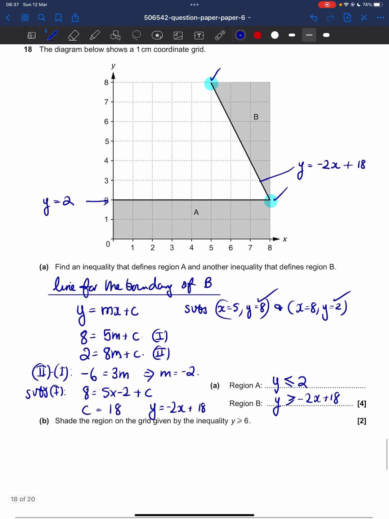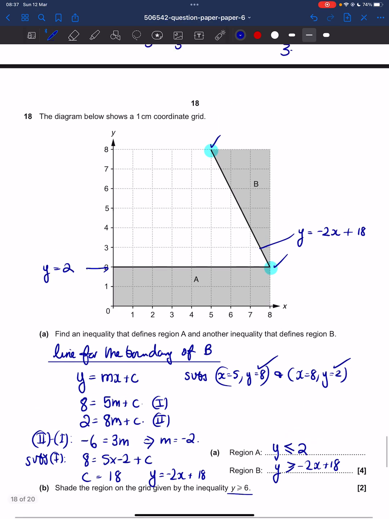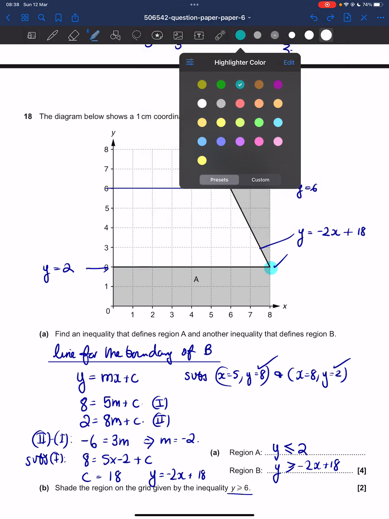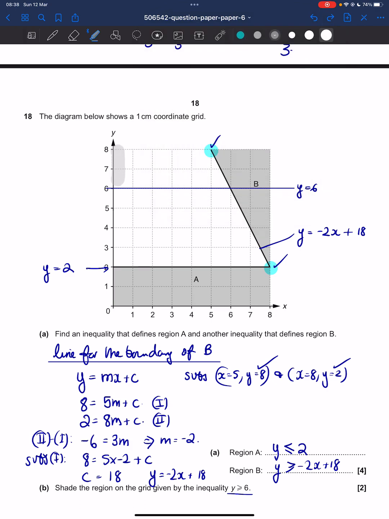Next one. Shade in the region given by the inequality y is greater than or equal to 6. So we start by drawing the line y equals 6. And then we've got to shade. So I shade that one there. Actually, with my fancy tools, I can do it with this. Make it grey like all the rest. But there we are. So it's there.